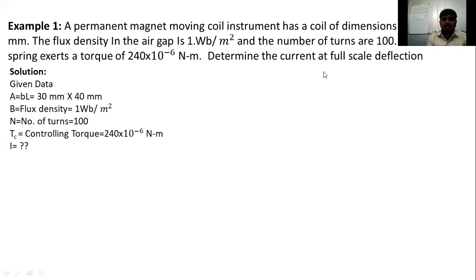Current. Determine the current. So I told you people to note down the formula. Which formula are you going to apply here? TD equal to TC. TC is already given here, so we keep this as it is. TD is not given, but we know the formula of TD: N B A I. So N B A I equal to TC. We can write like this.